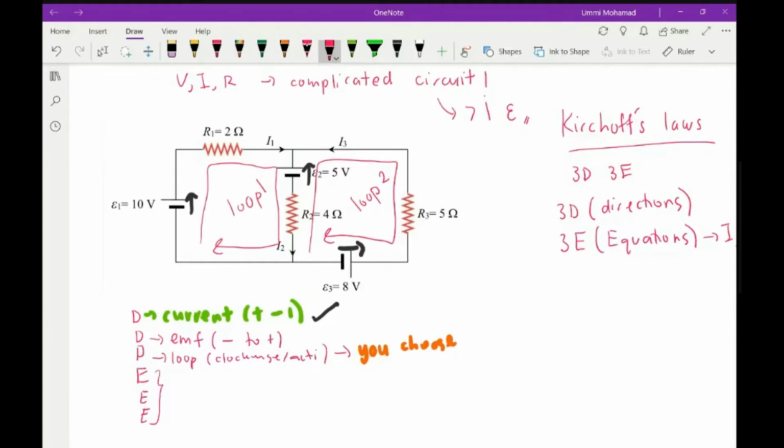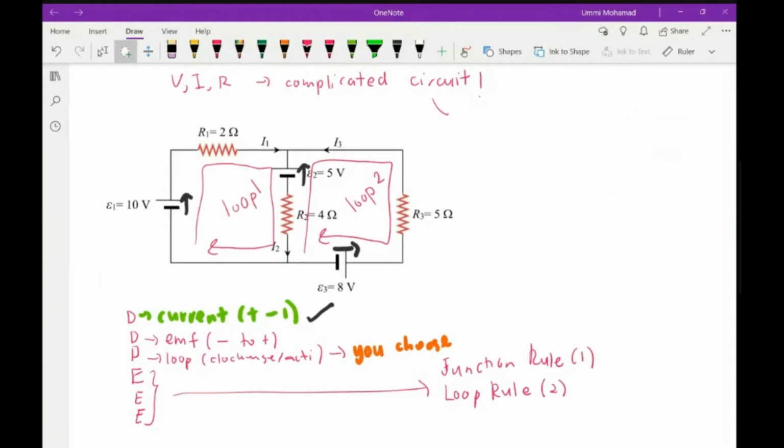Next, we want to get the 3 equations. One equation is from the junction rule, and the 2 other equations are from the loop rule. So we get 2 equations from the loop rule at the end. We start with the junction rule.